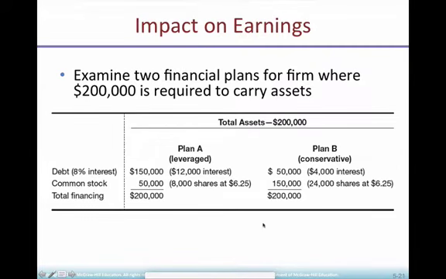So the case that we have here, suppose the business needs 200,000 and in plan A, the one that's more aggressive is going to borrow more, 150,000 at 8%, so it's going to pay $12,000 in interest. And then it is going to make the 50,000 by selling common stock. The second one that's more conservative is going to only borrow 50,000, so it's going to end up paying less interest, and is going to sell more stock, but they end up with 200,000.